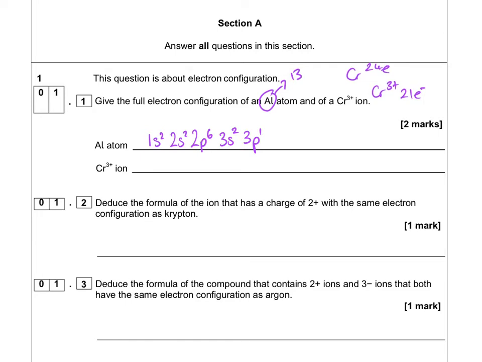So we know we've got that one right. Right, for the chromium, just underneath the line, I'm going to write the electron configuration for the chromium atom. So we'd have 1s2, 2s2, 2p6, 3s2, 3p6, 4s2, 3d4. And if you just do a quick check to make sure that does add up to 24 electrons.